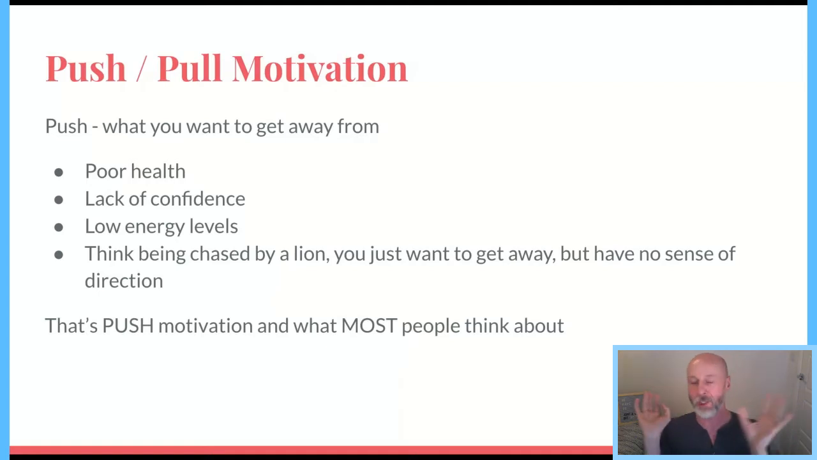You have no sense of direction. You just know that that's not what you want. Another similarity is quitting smoking. You know when you want to quit smoking, but that's the push motivation. It's pushing you away from what you don't want. And that can be good, but it's usually not enough. You need more. You need a reason. You need a direction to go in.